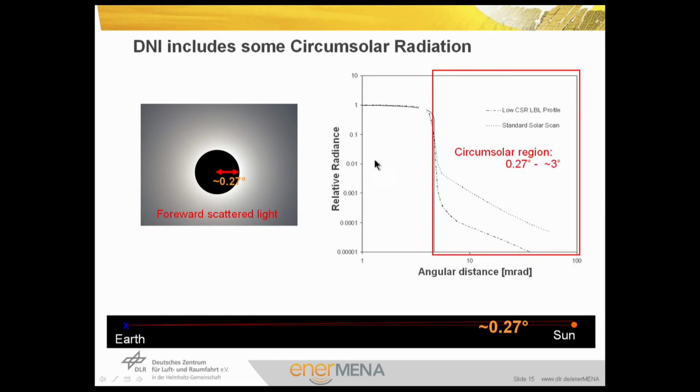Here we see the sun shape. The sun shape is defined as the relative radiance as a function of the angular distance from the center of the sun. We see in this part of the curve the solar disk, and in this part of the curve we see the aureole. This part is also called the circumsolar region. It starts at approximately 0.27 degrees and goes to approximately 3 degrees. The sun shape varies a lot, so that's why I depicted two different sun shapes. First of all, a low circumsolar ratio LBL profile, and then also the standard solar scan.